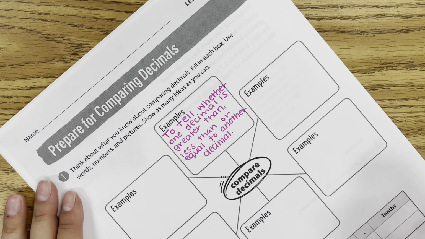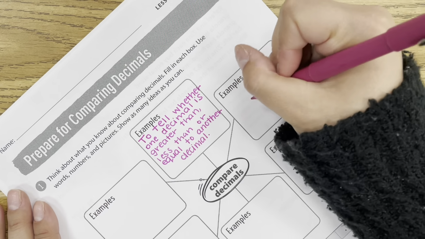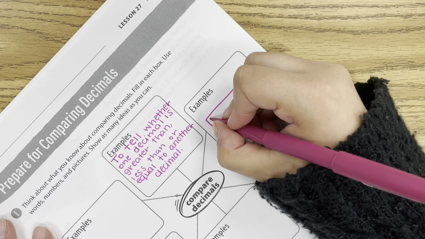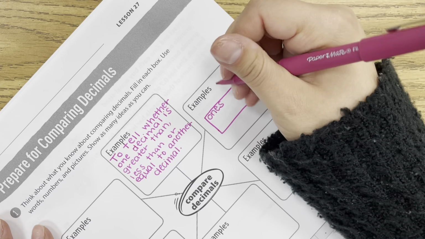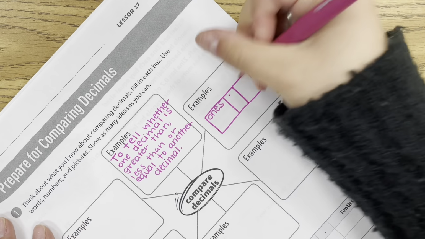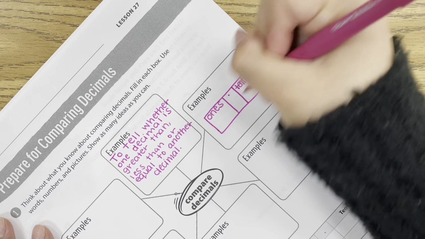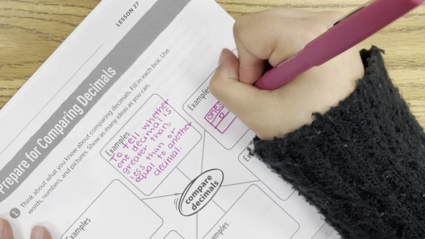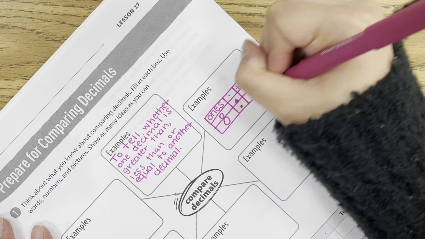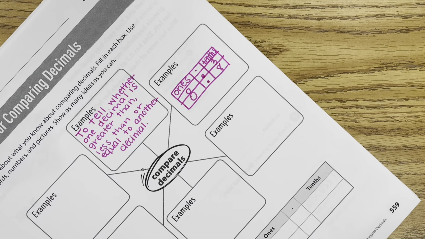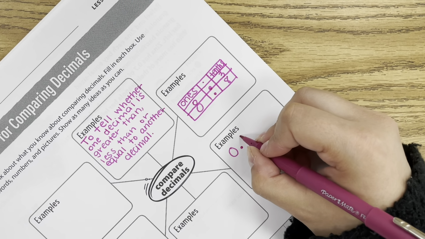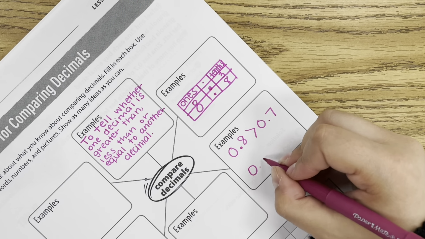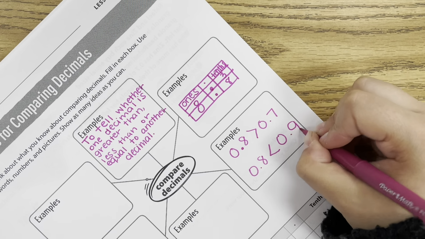And now we're just going to use some picture or model examples. So we're going to set up a table like we did, or that we filled out on the previous page. So we have ones, and then we have tenths. Sorry, I'm squishing a little, I apologize. So we could have 0 and 3/10, or, oops, we could have 0 and 8/10, okay? So that's another type of example. Another idea of comparing decimals could be 0 and 8/10 is larger than 0 and 7/10, or 0 and 8/10 is less than 0 and 9/10, okay?